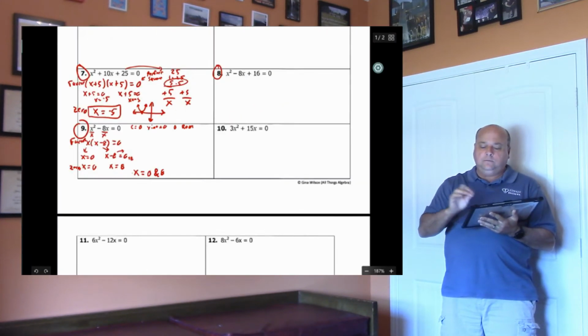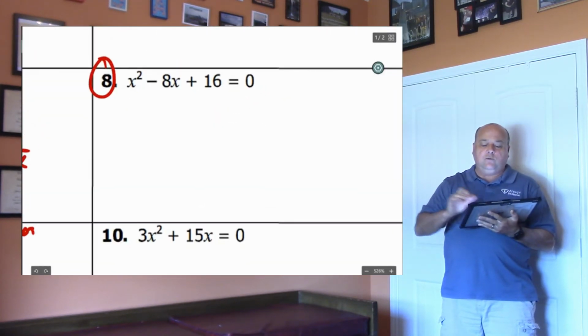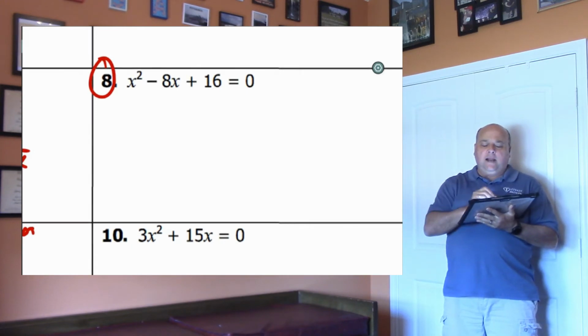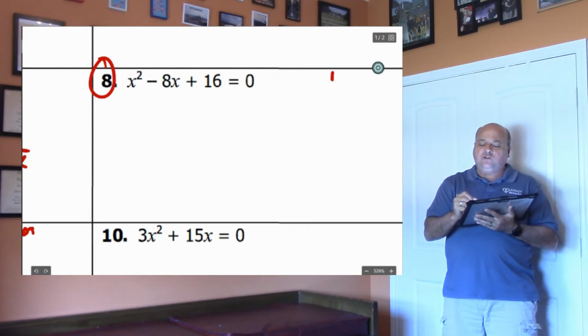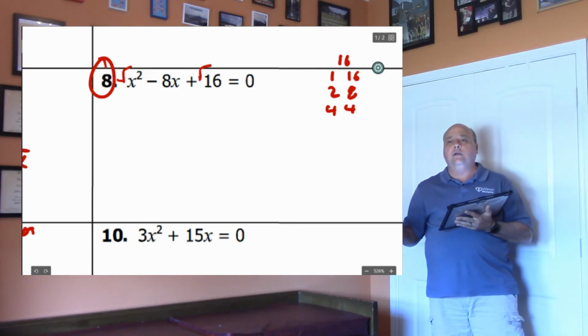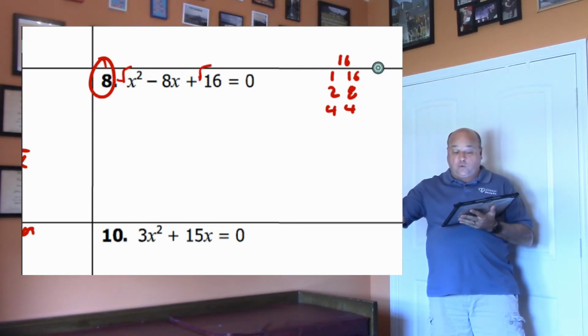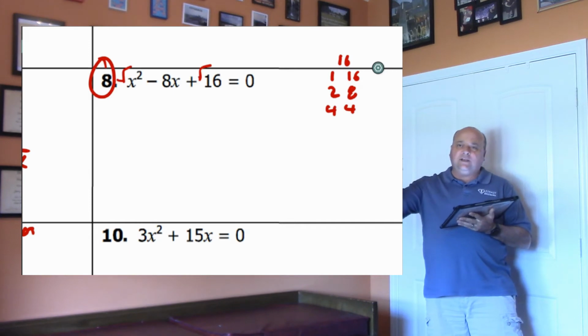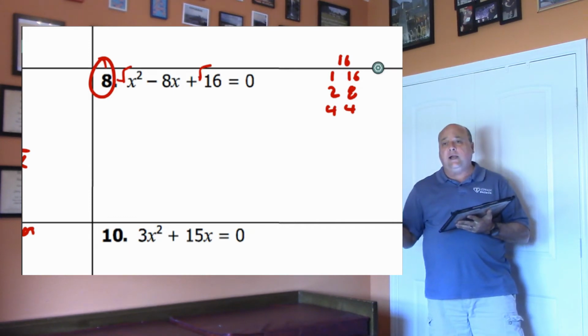Let's keep going. Let's do number 8 real quick. Number 8, notice we have 16. 16 has 1 and 16, 2 and 8, 4 and 4. Notice that these are both square roots, aren't they? The square root of 16 is 4. 4 times x is 4x. If you double it, you get your 8x.